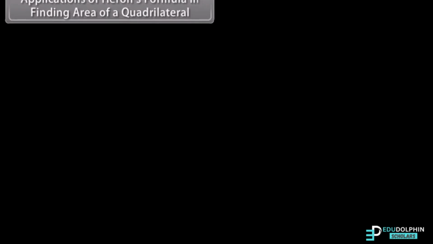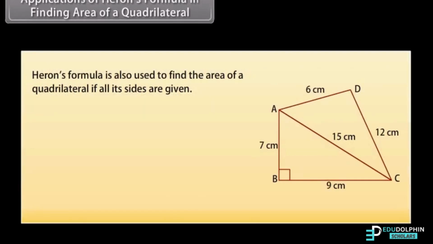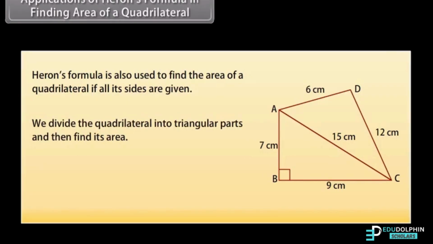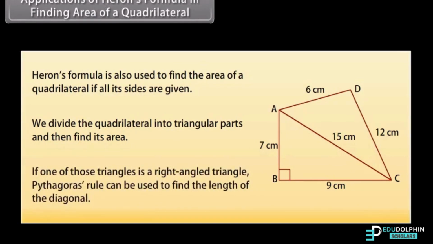Applications of Heron's formula in finding the area of a quadrilateral. Heron's formula is also used to find the area of a quadrilateral if all its sides are given. For that, we divide the quadrilateral into triangular parts and then find its area. If one of those triangles is a right-angled triangle, Pythagoras' rule can be used to find the length of the diagonal. Let us go through some examples.